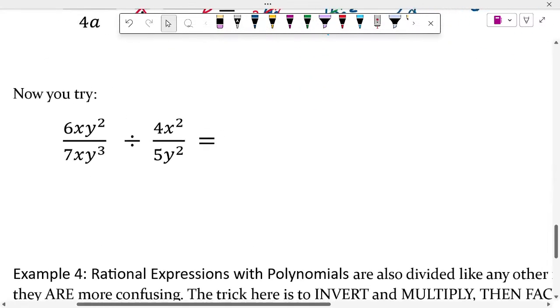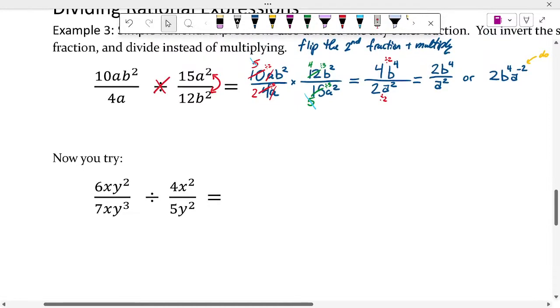Okay, you try this one, just like we did above. Remember, the only thing we need to know is, what do we do with a division sign? We flip this fraction, and as soon as we flip that fraction, this isn't division anymore. It's multiplication, right? You got it.